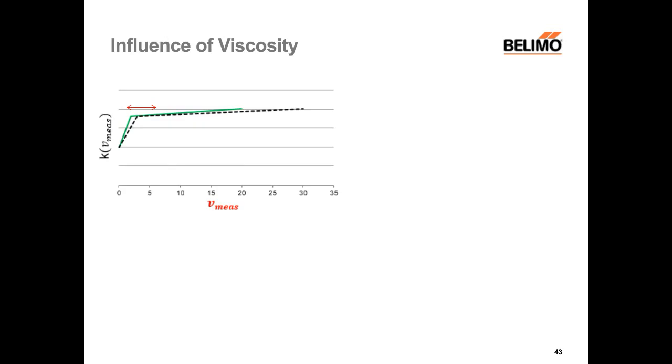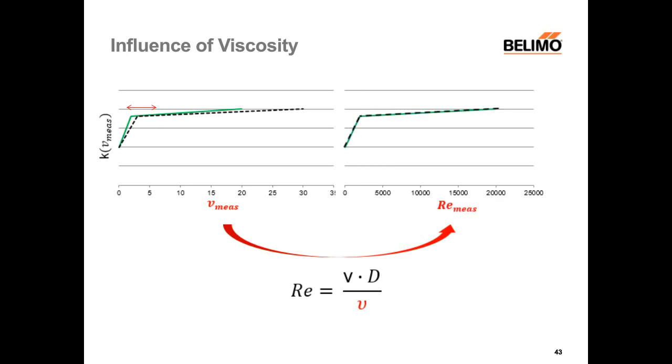Viscosity has an influence on the friction between the fluid layers and on the point where the turbulences start. Therefore, it influences the shape of the correction curve that we established during production. It basically moves the transition between laminar and turbulent flow on the flow axis. Now, when we use the Reynolds number as a reference for our correction curve instead, calculating with the known viscosity in our calibration rig, our curve becomes independent from viscosity and is valid for all fluids and temperatures.